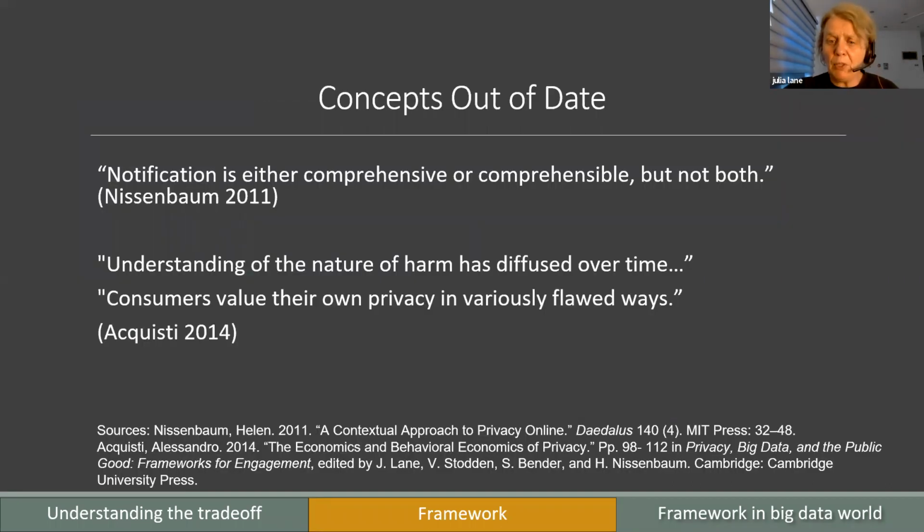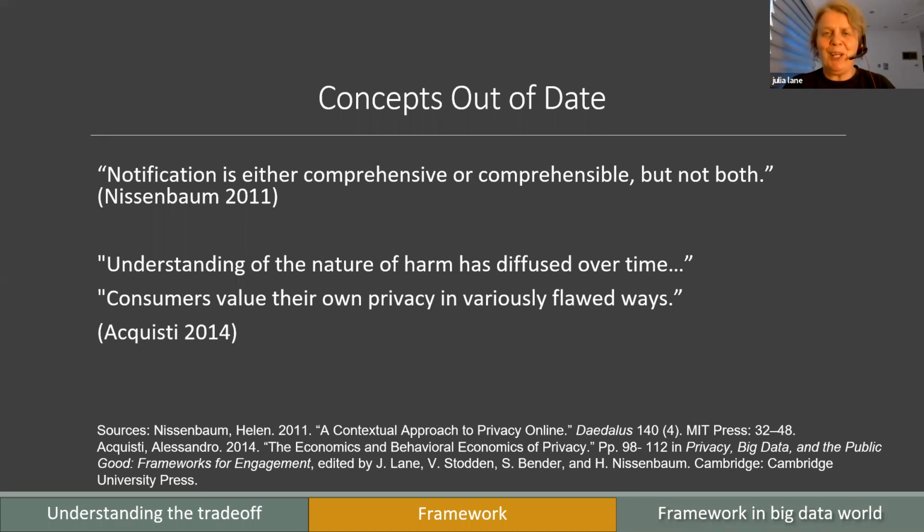So what are we going to do? What's our framework? Well, the twin rules that we've used historically are informed consent and anonymization. And the problem is that neither of those rules holds in this new world. Helen Nissenbaum has a famous saying: it's either comprehensive or comprehensible, but not both.